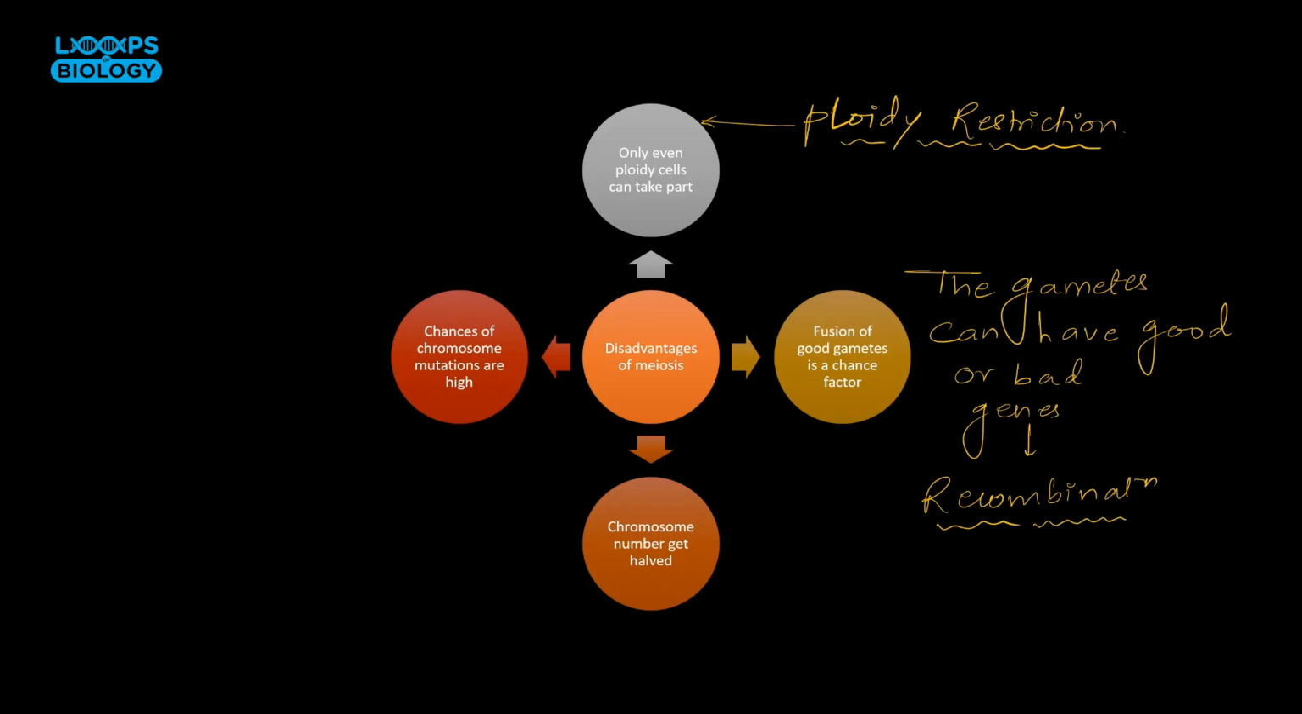Now the chromosome number gets halved. So in this particular process, whenever we are halving the chromosome number, that means I'm increasing the number of gametes, and that will decrease the chance of the proper gamete fusing with the other gamete, that is, a female gamete or a male gamete. All right, and there is a chance of chromosome mutations being very high. So in case of recombination, if we are talking about bad genes, the recombination can also lead to some mutations. The mutations can take place, but this is not directly related to the process of meiosis.